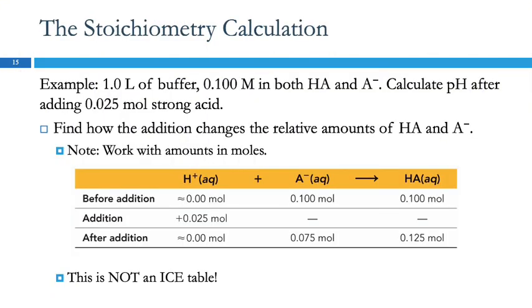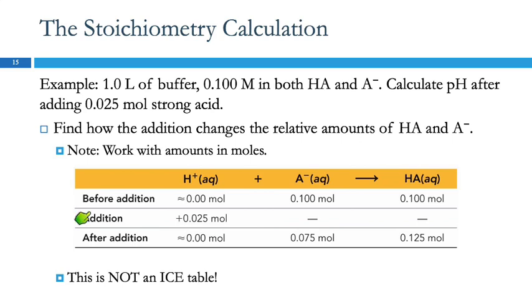Okay, so back to what we were talking about. We're going to have a stoichiometry calculation and an equilibrium calculation. Here we're looking at an example where we have 1 liter of buffer and it's 0.1 molar both in the acid and the conjugate base. Calculate the pH after adding 0.025 moles of strong acid. So we need to find out how adding that acid changes the relative amounts of HA and A minus.